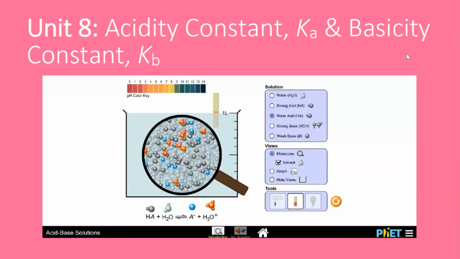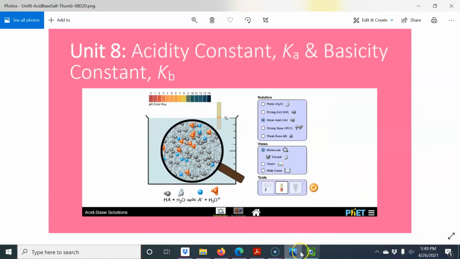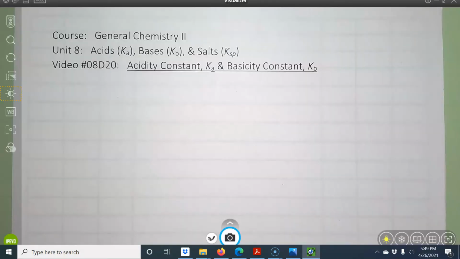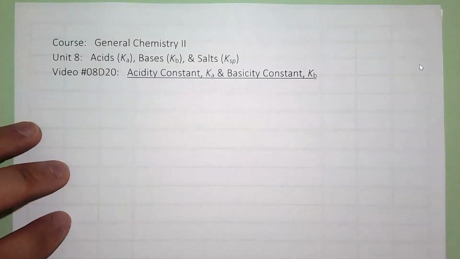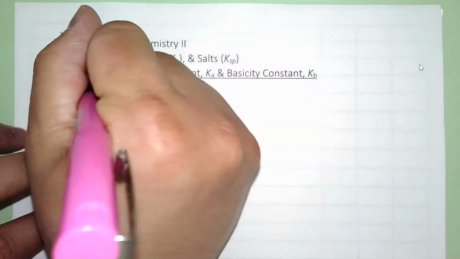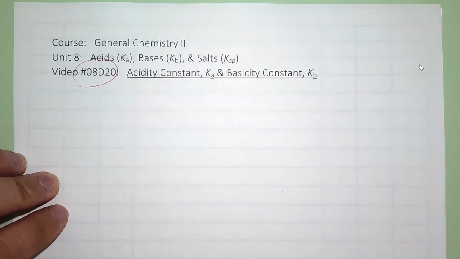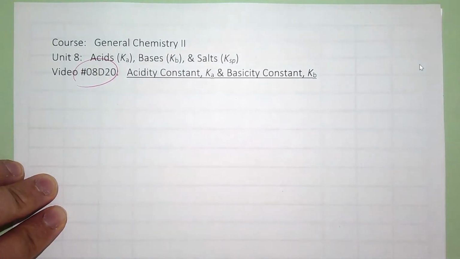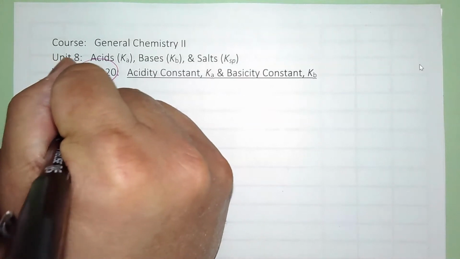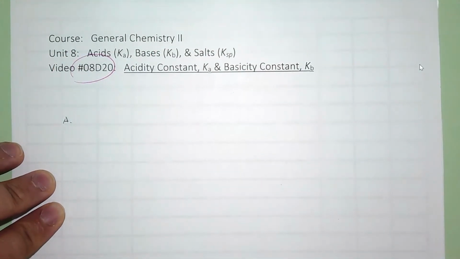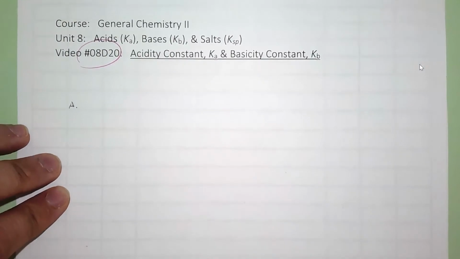Hi all, let us tackle two more equilibrium constants, Ka and Kb, which stand for the acidity constant and basicity constant respectively. In the previous video we discussed Kw, the equilibrium constant for autoionization of water. For this video we're going to look at two very important equilibrium constants, Ka and Kb.